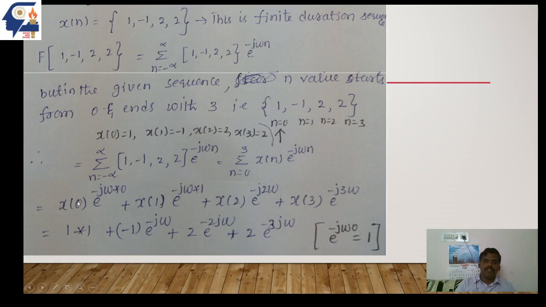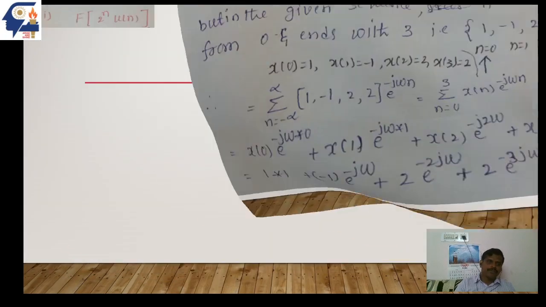X of 0 value, when n equal to 0, x of 0 is 1. Now x of 1 value, when n equal to 1, x of 1 is minus 1. x of 2 value is 2. x of 3 value is plus 2. This is the Fourier transform of a finite duration sequence.